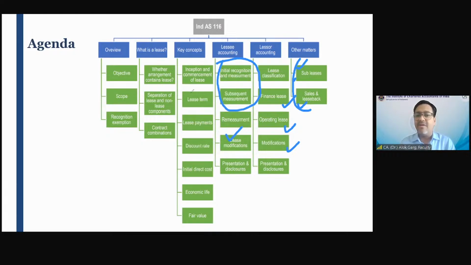Friends, can you tell me why lease term and lease payment is important in this standard? Anyone who can tell me why lease term and lease payment is important in this standard?